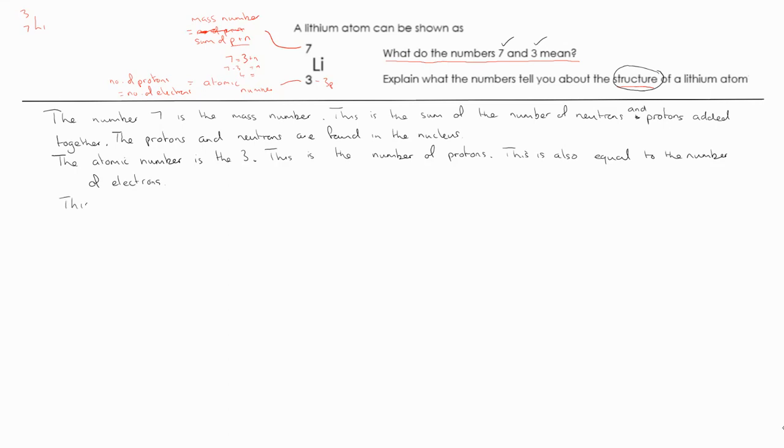So this tells us that a lithium atom has, so we're looking at the number of protons and electrons here first. So the atomic number is 3. So it tells us the lithium atom has 3 protons. That's the same as the number of electrons. So we've got 3 electrons. And the number of neutrons we said here is the 7 minus the 3. So that's 4. So I've got 4.